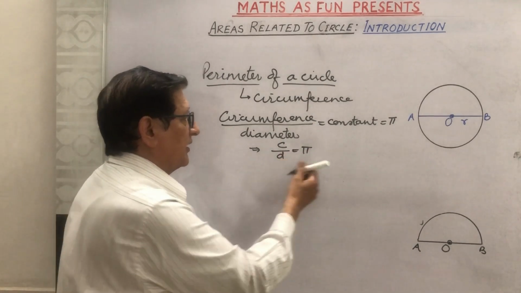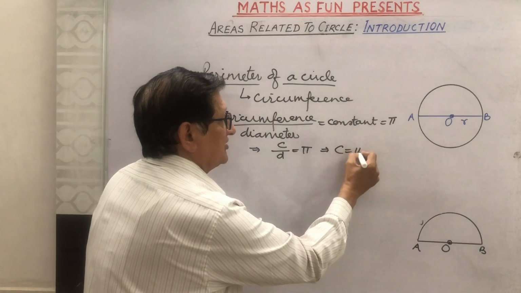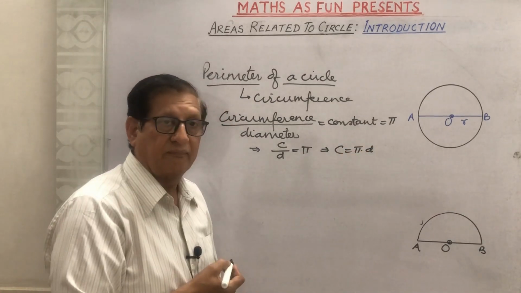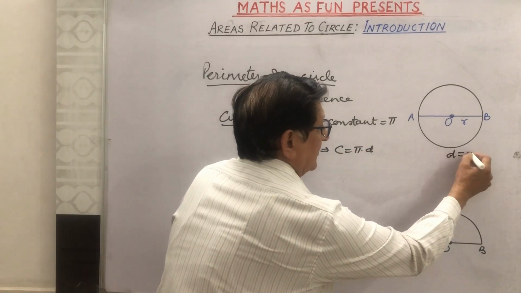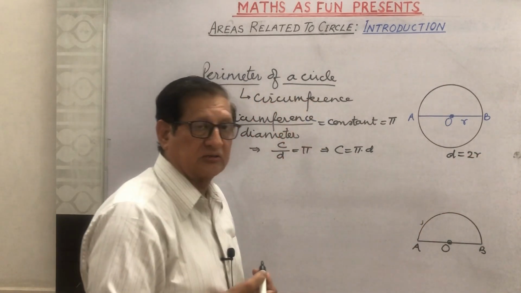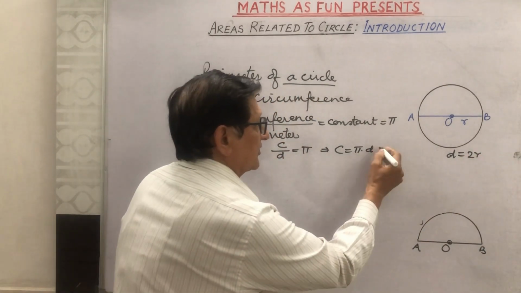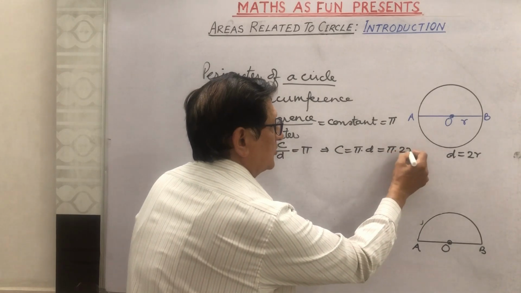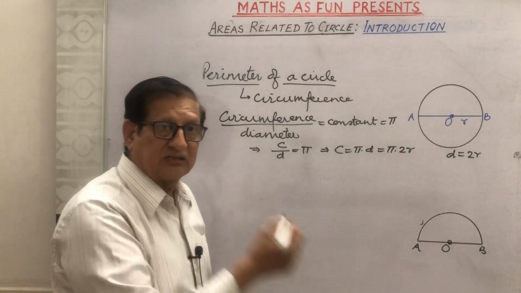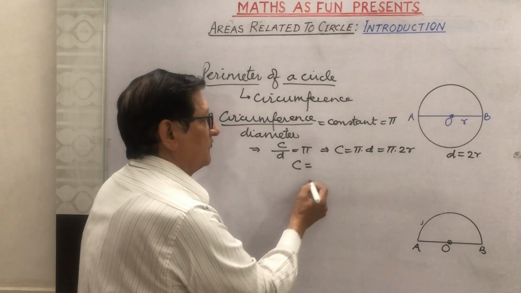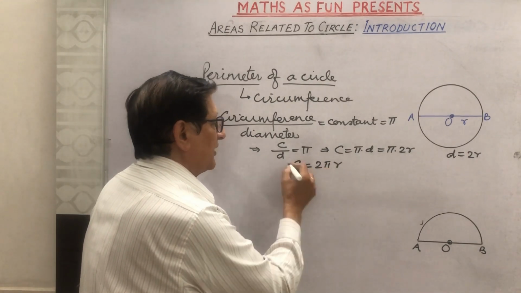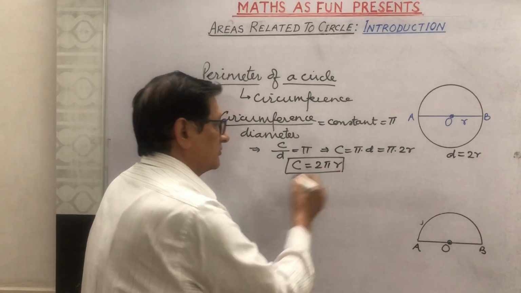If we cross multiply this, we get c is equal to pi into d. And we know that diameter is equal to twice the radius. If we substitute that here, it will be pi into 2r. And that's the reason we say that the circumference of a circle is given by 2 pi r.